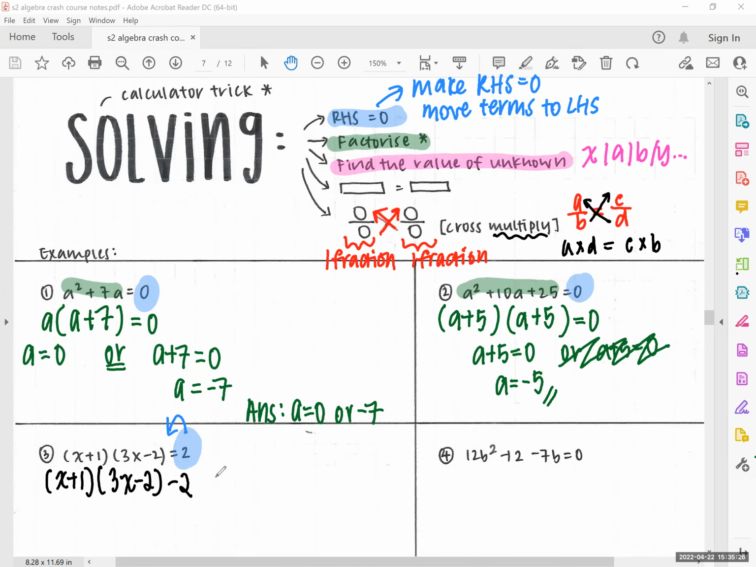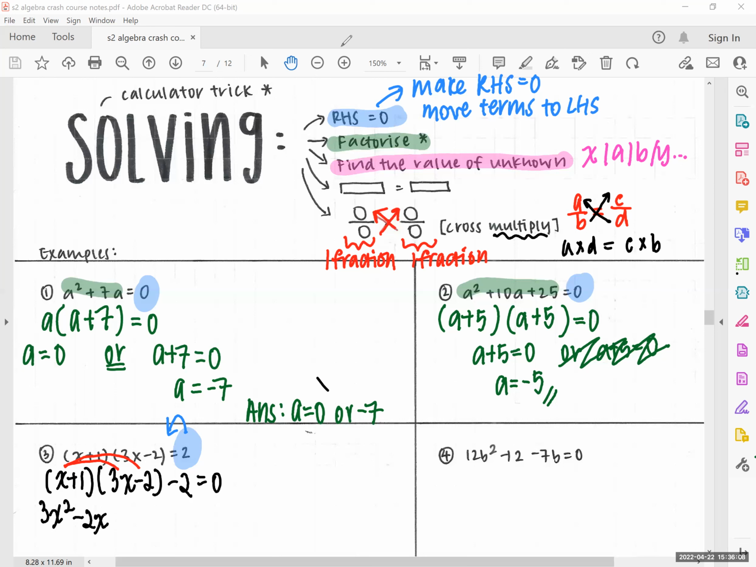Continue. Then from here, what do we do? How do you expand? What's the technique that I teach using expansion? So rainbow from who to who? X to 3x. And what does it give me? 3x squared. Followed by? Rainbow who to who? X to negative 2. What do I get? Minus 2x.